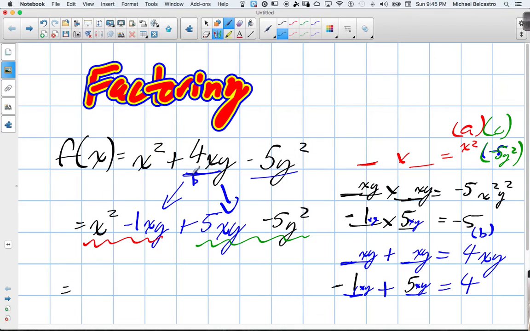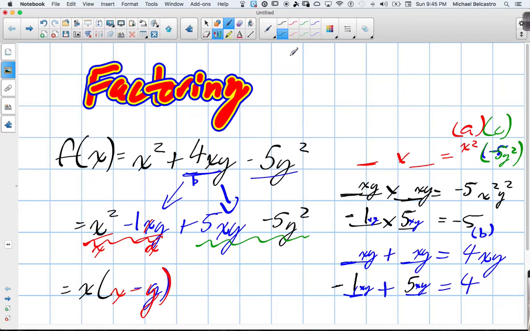What comes out of the first two terms? Well, I can take an x out. There's definitely an x in both of these. So if I factor out x, think of it like we divide the first term by x and this term by x. X squared divided by x is just an x. And -1xy divided by x, well, the x's cancel out, and we're left with -1y or just -y. Actually, I'm going to write that in red because the colors are getting confusing.